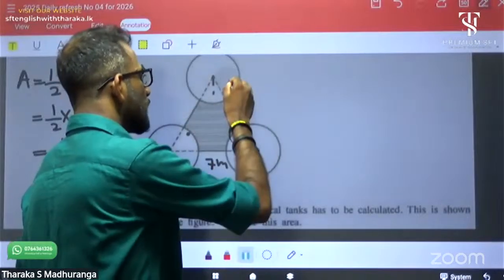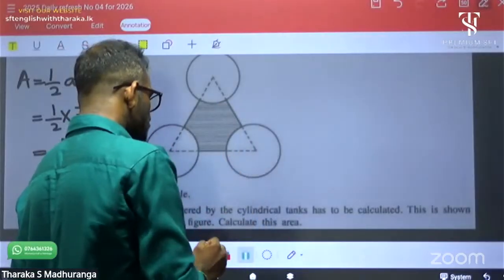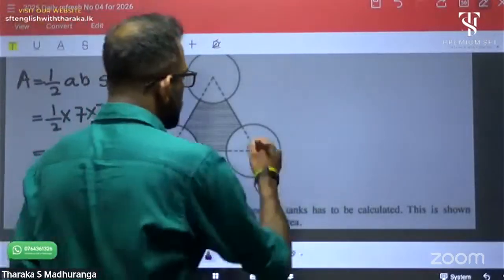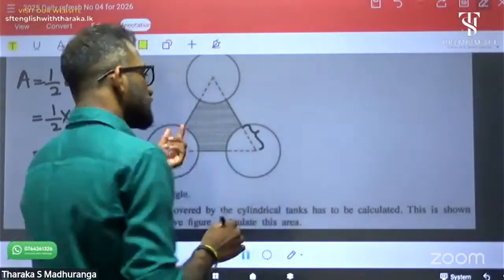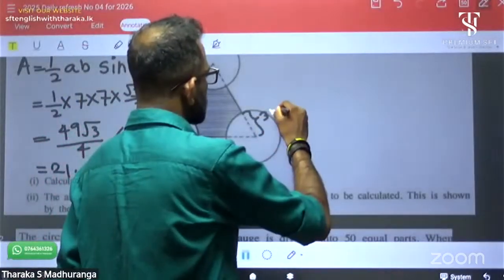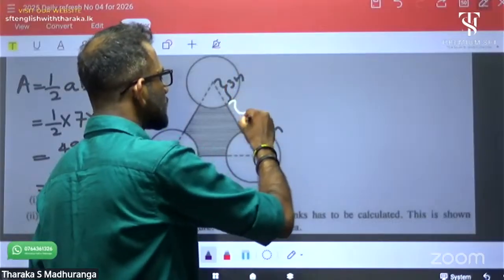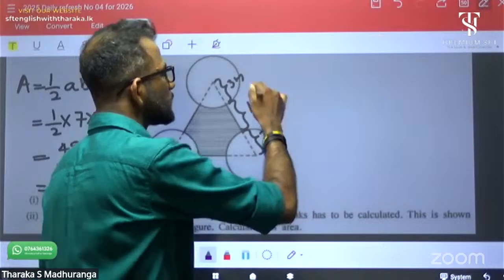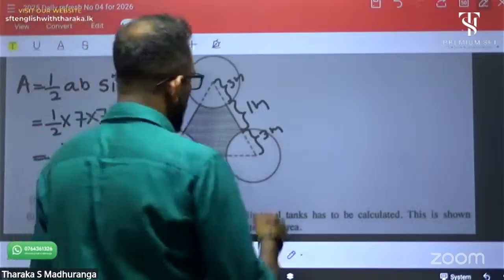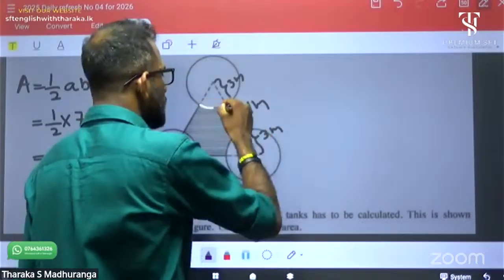Okay, now I have the full area of the triangle. First of all, I need the radius of this cylinder. It is 3 meters. This one is also 3 meters. The scale is not correct. Then the remaining part is only 1 meter because the total is 7. Then the angle is 60 degrees. The question asks for the shaded area.